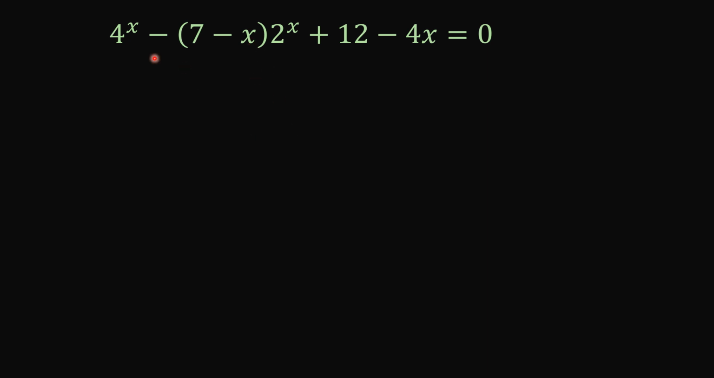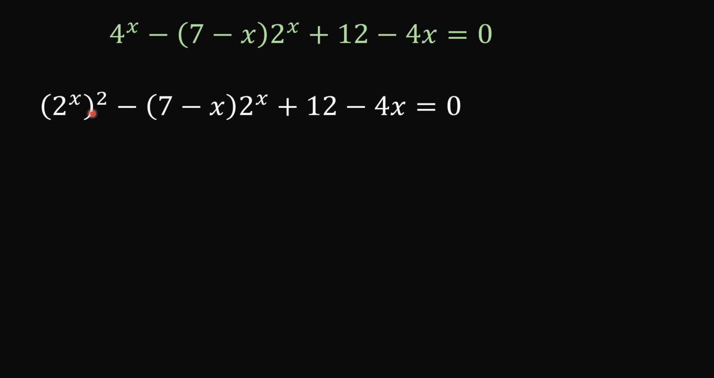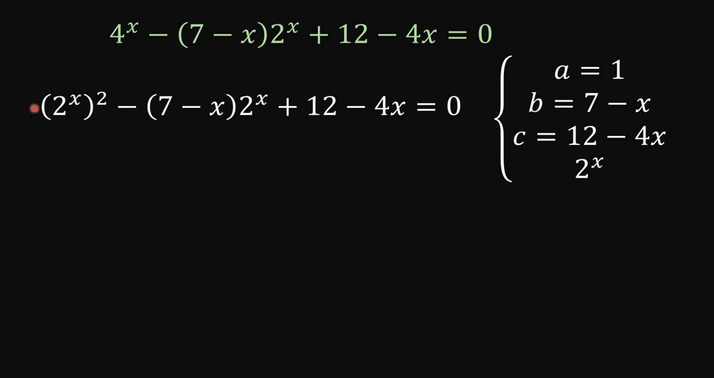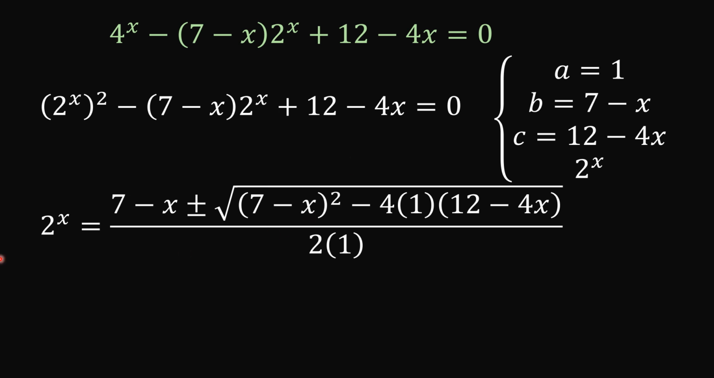So to solve this problem here, guys, I'm gonna write this one here as 2 to the x to the power of 2, and then I'm gonna consider this as a quadratic equation, right? So I'm gonna say then that a is equal to 1 here, b is this one, and c is this one here. And then we're just going to apply the quadratic formula. So 2 to the x, because we're solving in terms of 2 to the x, is our variable here. And then we have this one.